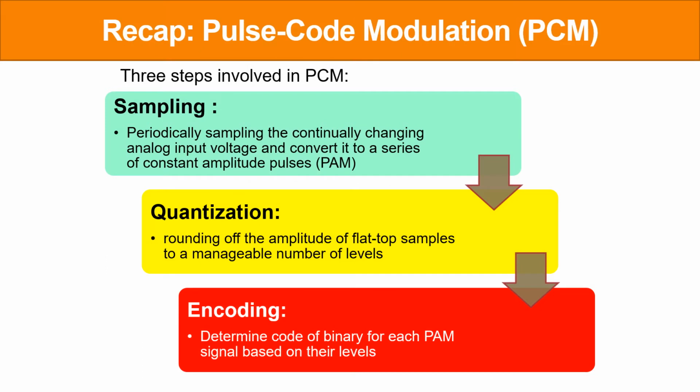Let's continue to chapter 4 part 3, digital modulation PCM. Recap the PCM steps. First we need to sample the analog signal, and then we need to do quantization to round off the sampling value, and lastly we code the signal to get the binary value. These are the steps of PCM to convert from an analog signal to a digital signal, which is the binary value.